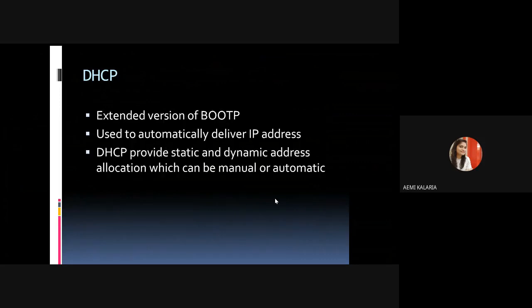I already discussed that it is an extended version of BOOTP, and it is used to automatically deliver IP addresses. So it is a dynamic thing. It will allocate addresses dynamically as well. That means no need to go and check manually every time, no need to check whether this particular IP address is allocated or not right now, or whether this IP address is in use or not. So DHCP is more efficient as compared to BOOTP. DHCP provides static as well as dynamic allocation, but whenever we deal with DHCP static, it is simply BOOTP.